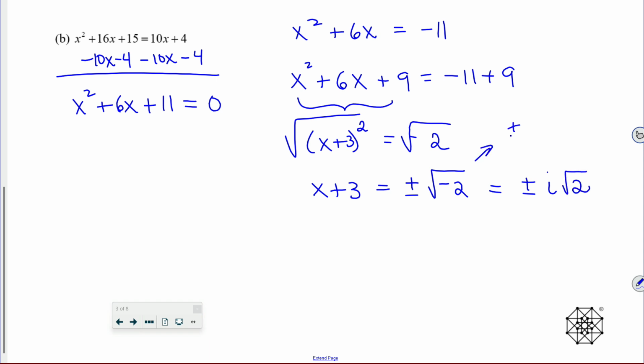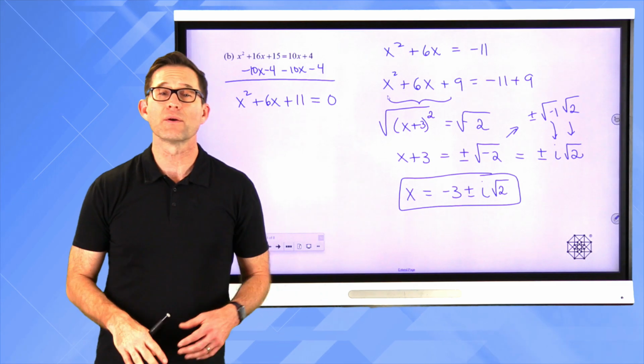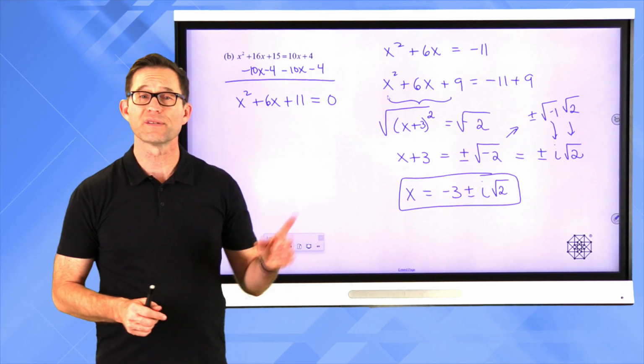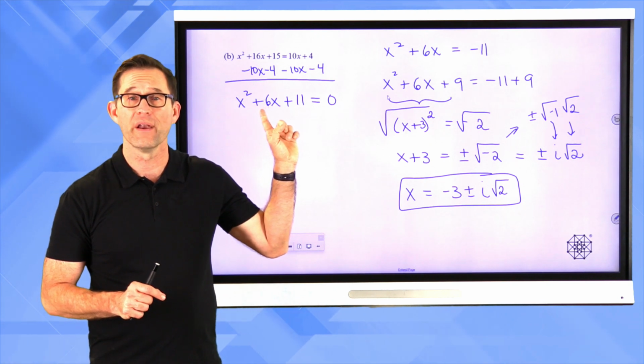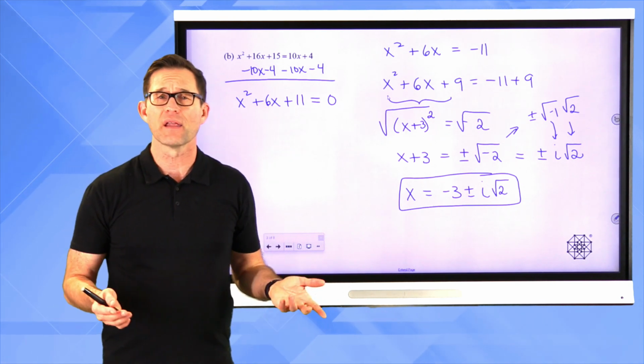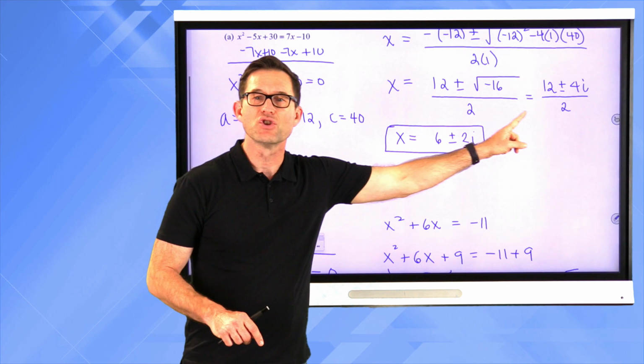And that's because I can rewrite this as plus or minus the square root of negative 1 times the square root of 2. The square root of negative 1 becomes that i, the square root of 2 stays the way it is. And now I can subtract a 3 from both sides and I'll get x equals negative 3 plus or minus i times the square root of 2. One of the things I really like about completing the square, especially in a situation that lends itself naturally, and that's when the leading coefficient is equal to 1 and the linear coefficient is even, is that you don't have to play around at the end with this division by 2.